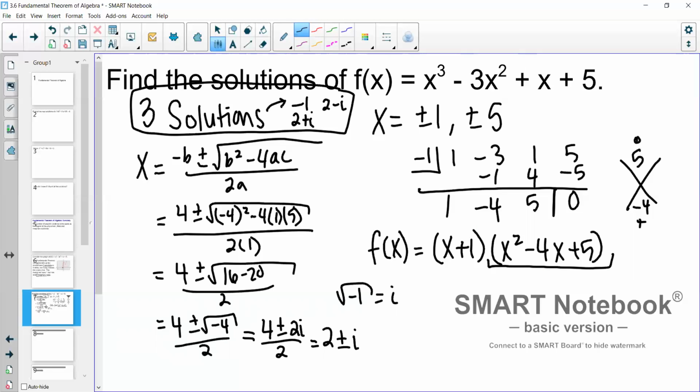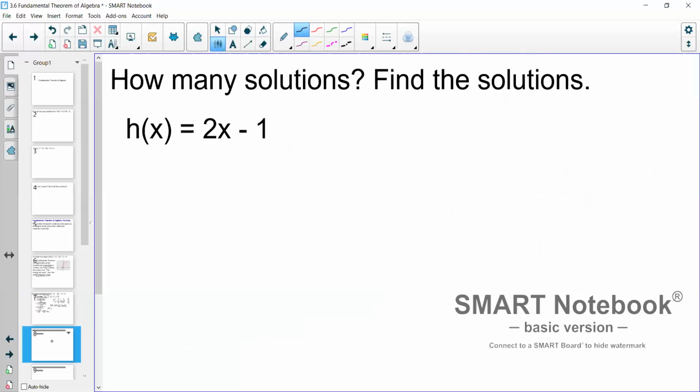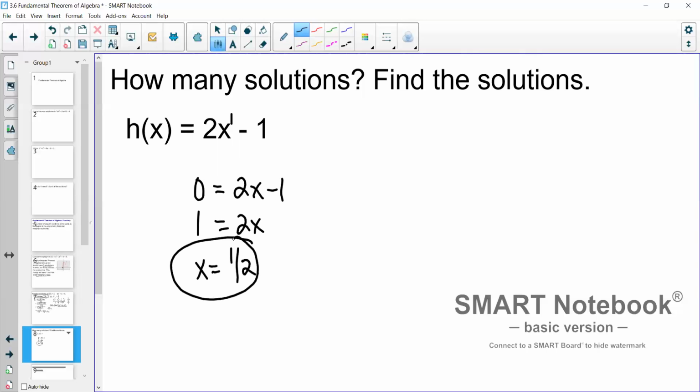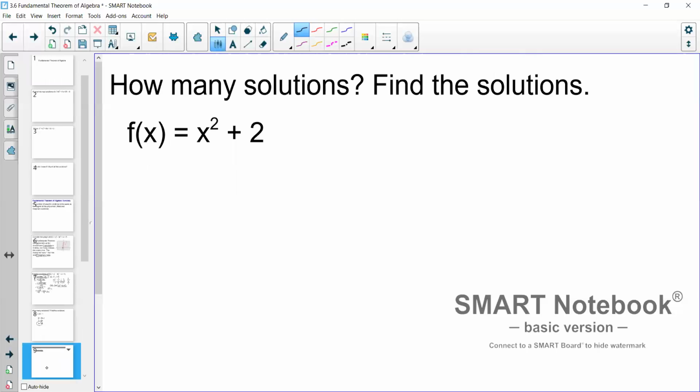So let's take a look at a couple more examples where we decide how many solutions there should be, and start by finding those real solutions. If we find all the real solutions that we can, then we'll look at imaginary solutions. So let's take a look at this one. How many solutions are there? Well, the degree on this one is 1, so there's going to be one solution. So let's find it. Remember, we want to set this polynomial equal to 0 and solve for x. So then we get 1 equals 2x, and x equals 1/2. So that is our one solution. In this case, we have one real solution.